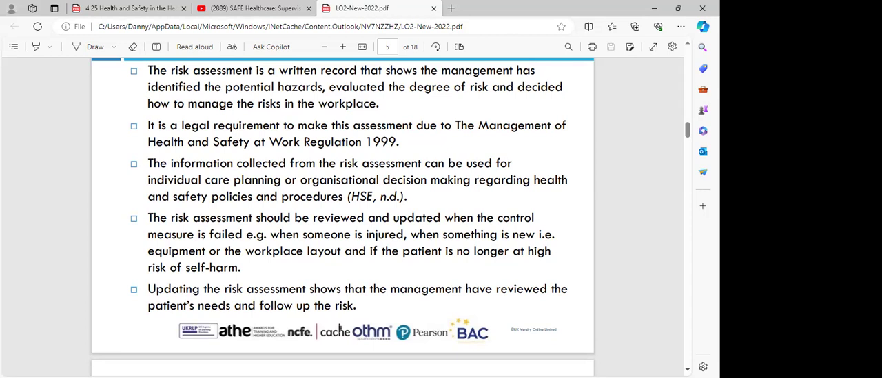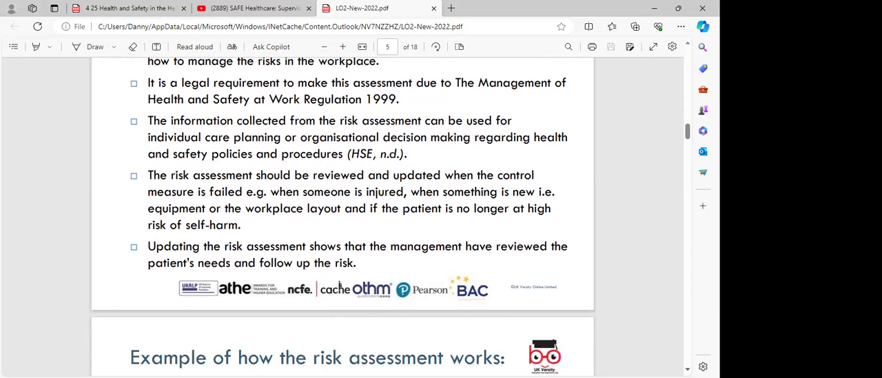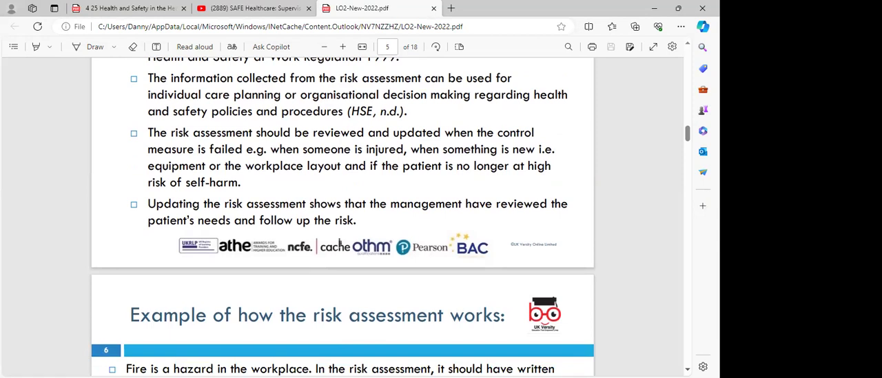Now, the information from the risk assessment can be used for individual care planning, as I clearly indicated, or organizational decision making regarding health and safety policies and procedures. So what it means is that risk assessment can function in two ways, either for care planning for the patients or the general safety policies of the organizations. Okay, and we ought to have regular review and update of the risk assessment portfolio. Why? Because there may be changes every now and then.